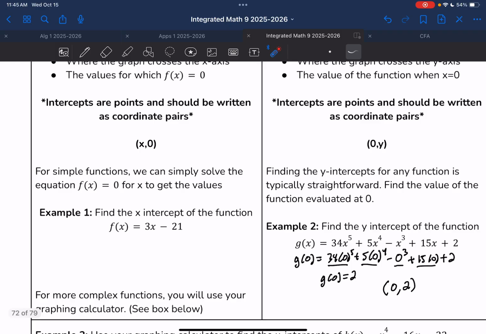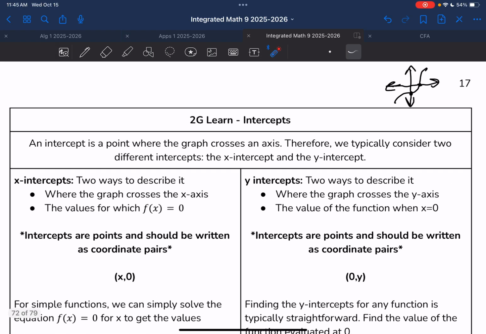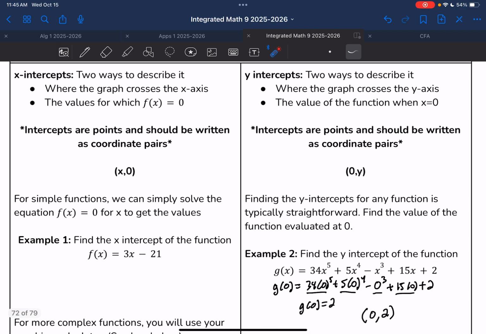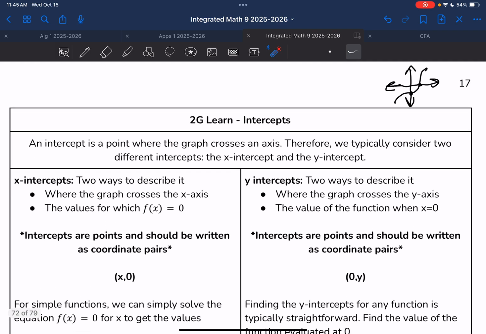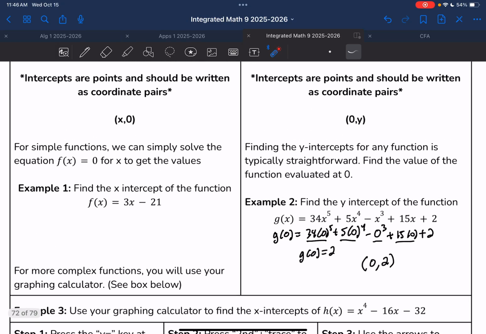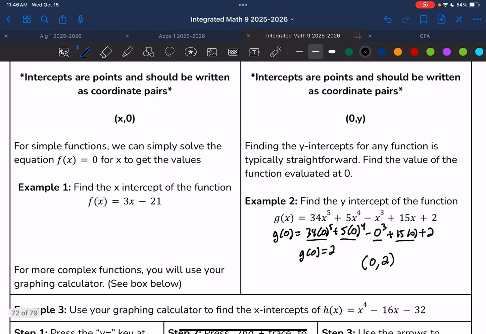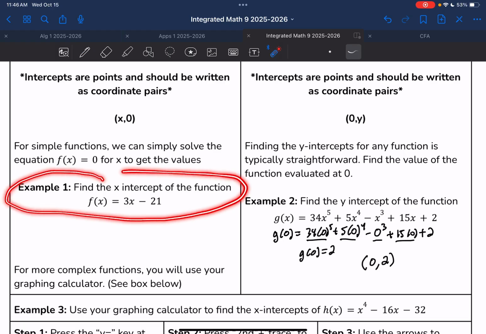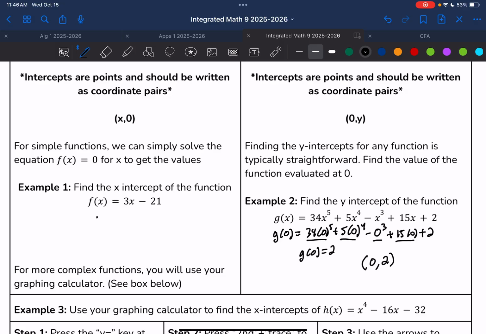So for example, if we had a linear function, f of x is equal to 3x minus 21, well, our x-intercepts occur when y is equal to 0. So it's when y is equal to 0 or when f of x is equal to 0, right? When the output of the function is 0, that's where our x-intercepts occur. So how we can find those is we can take our function, and we know that f of x is going to be equal to 0.